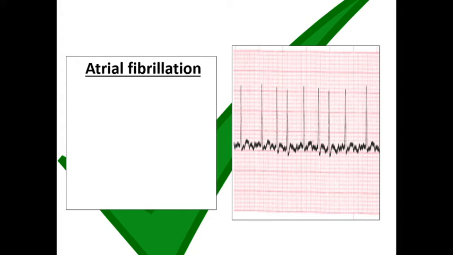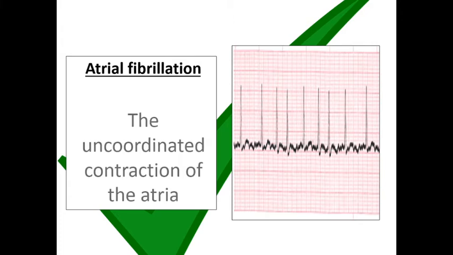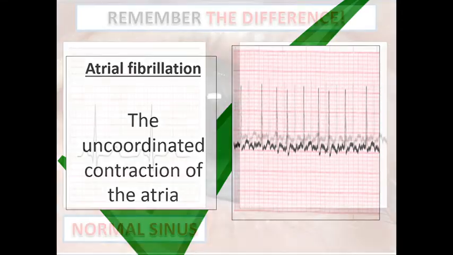If you had the same thing, but you had a clear P wave, but then there was no clear QRS, so there was just loads of them all together and you didn't know which one was which, that would be ventricular fibrillation. The uncoordinated contraction of the atria. And quite often, atrial fibrillation is an example of tachycardia. The atria is contracting too fast, therefore an example of tachycardia, the one we saw before.